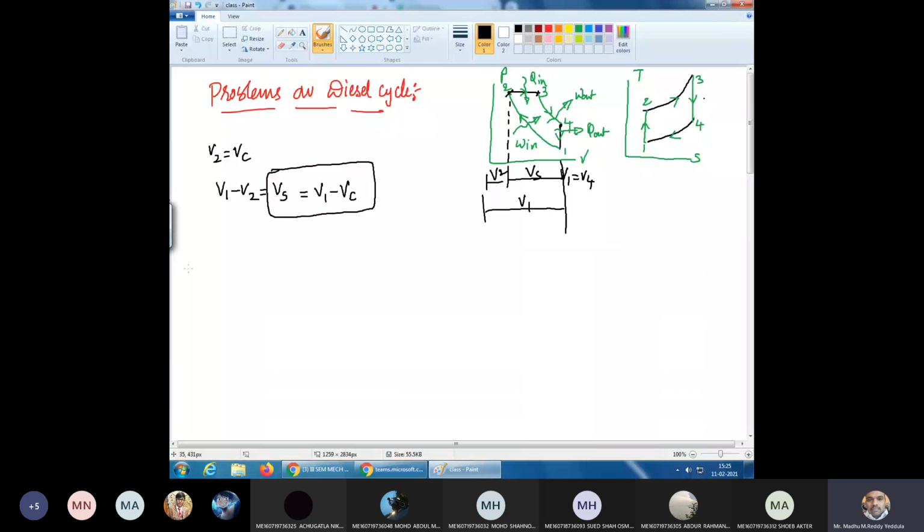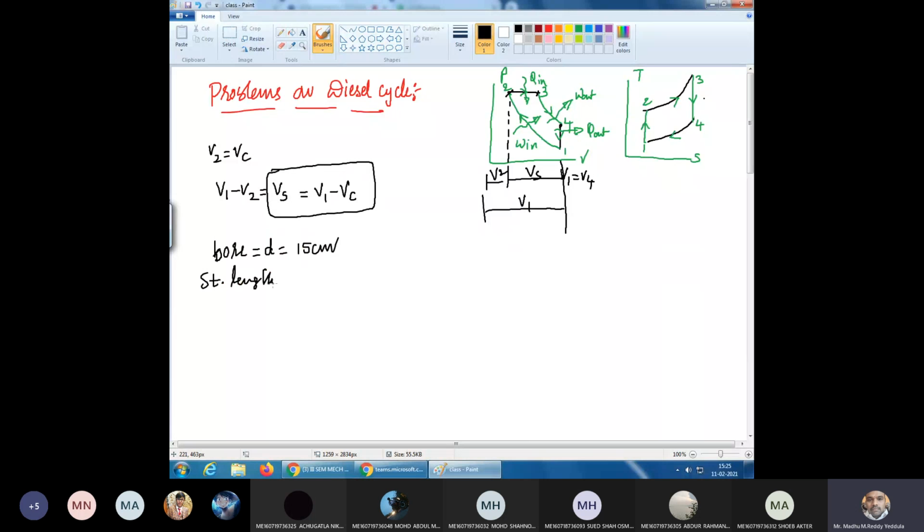Now, come to the next problem. The following data belongs to a compression ignition engine working on the air standard diesel cycle. The data is: cylinder bore, which is nothing but the diameter. Cylinder bore is given as 15 centimeters. And stroke length.